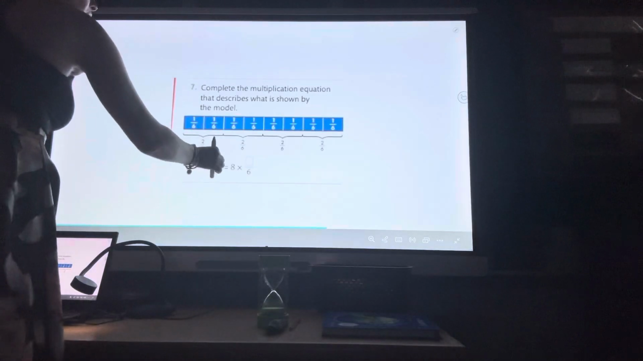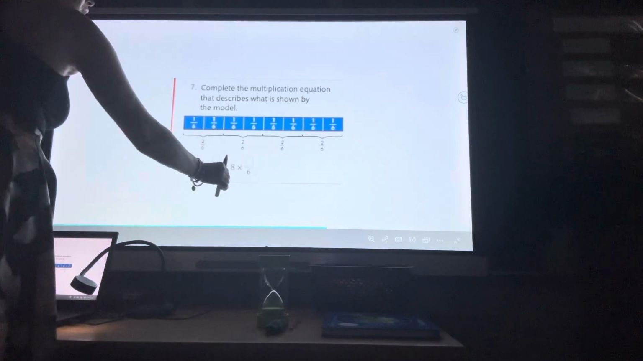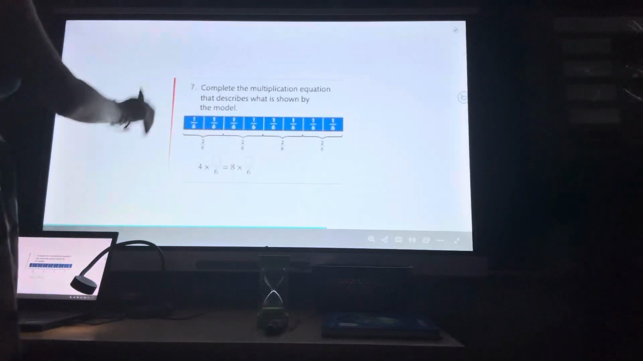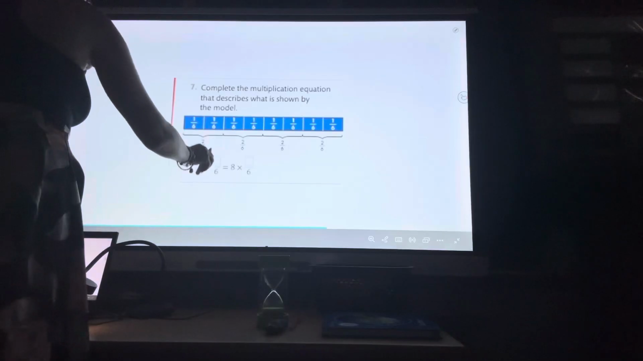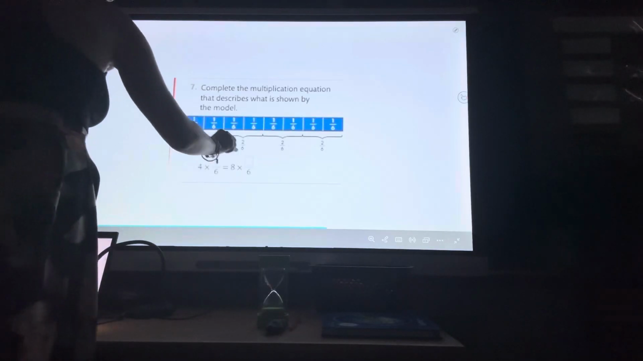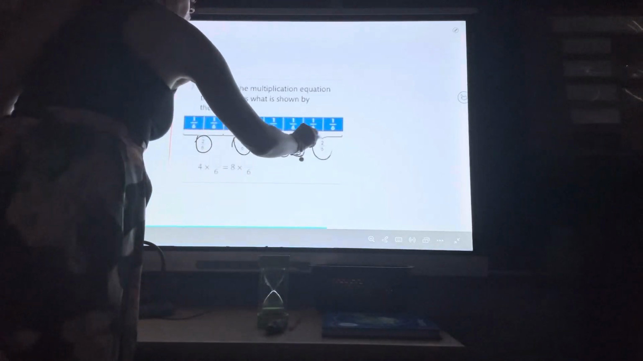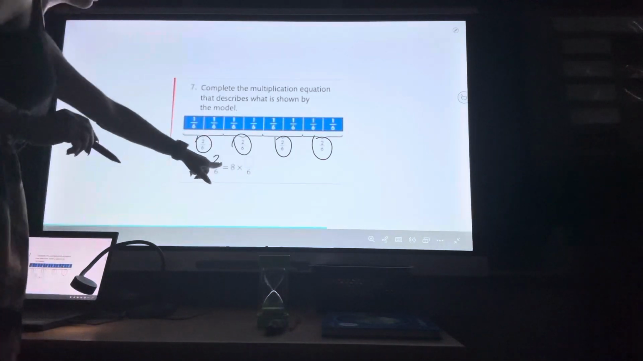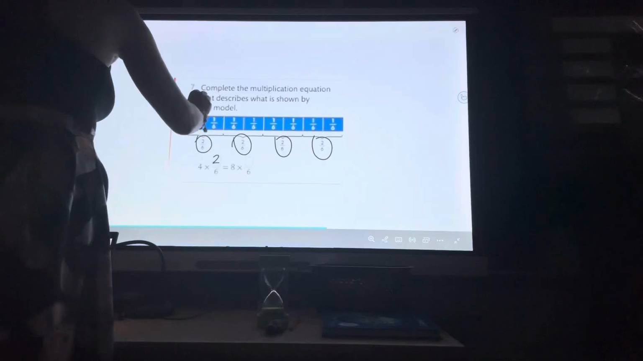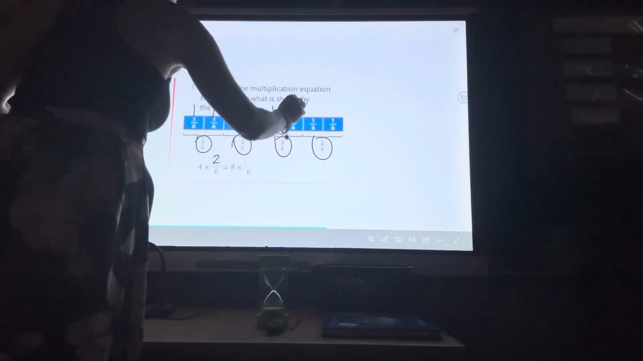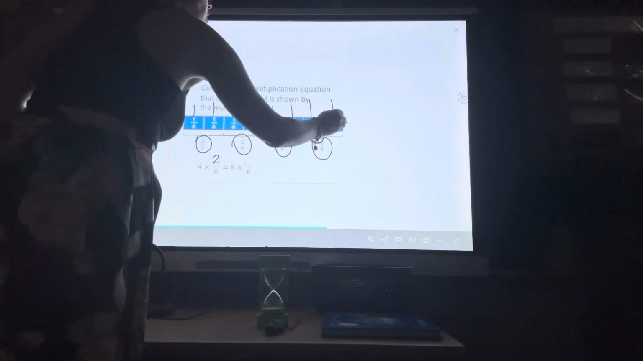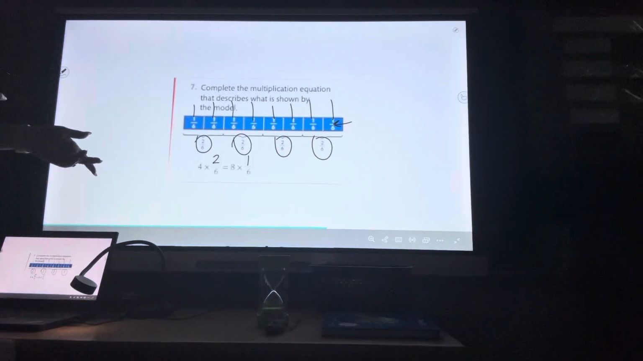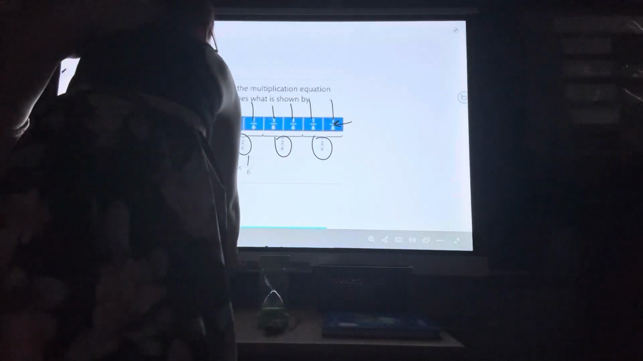So 4 times some sixth is equal to 8 times some sort of sixth. Well, where do I see 4 groups? 1, 2, 3, 4. And what fraction am I working with? 2/6. Where do I see 8 groups? 1, 2, 3, 4, 5, 6, 7, 8. And what fraction am I working with? 1/6. And that's all you have to do there. Don't overthink it.